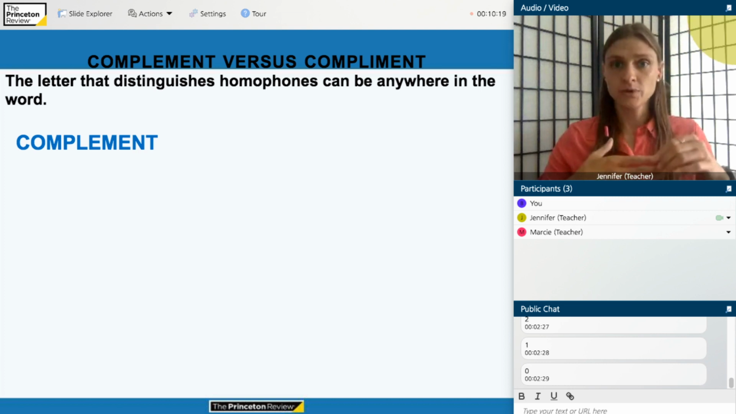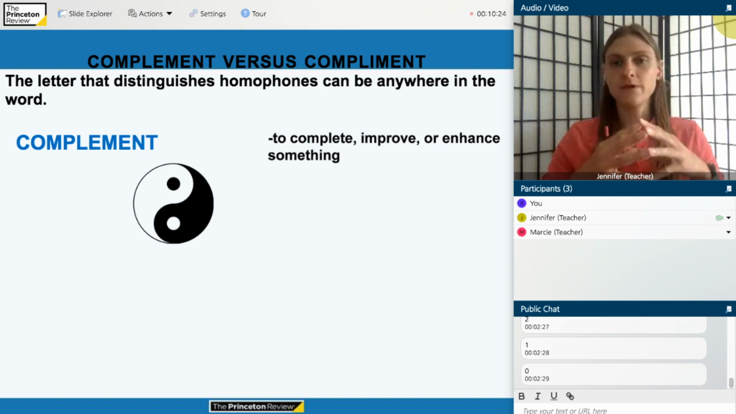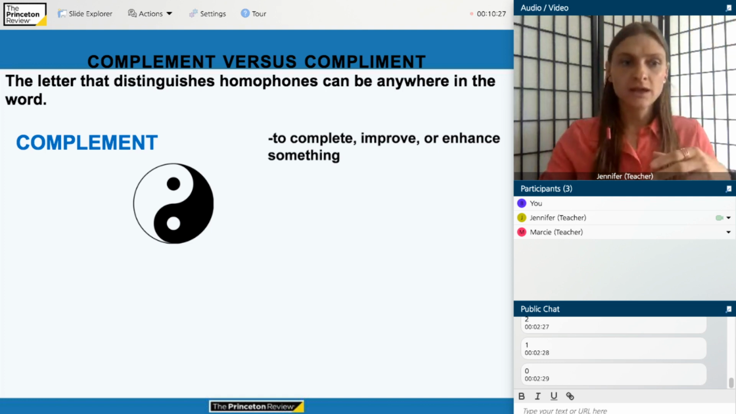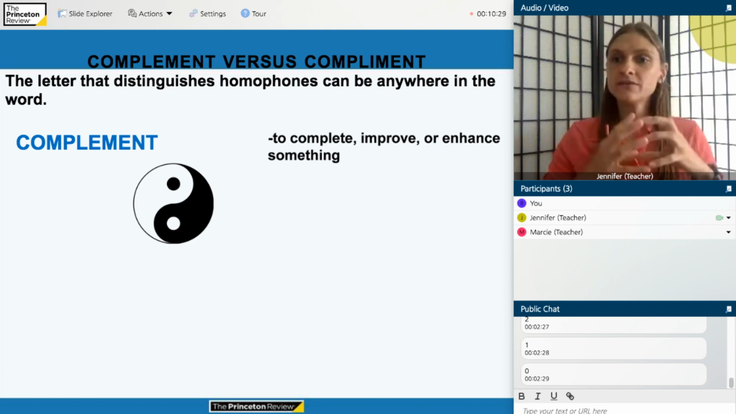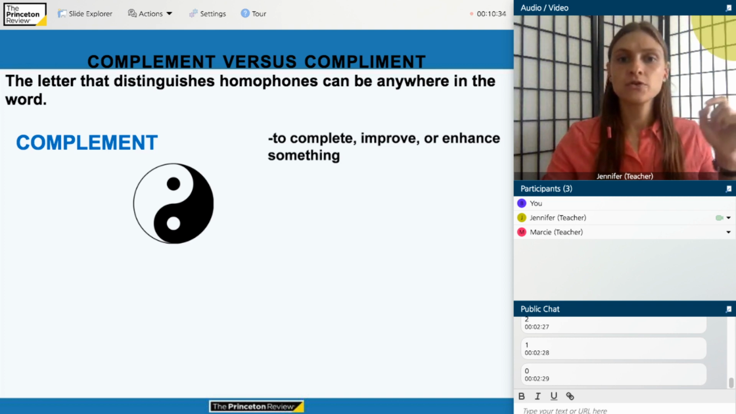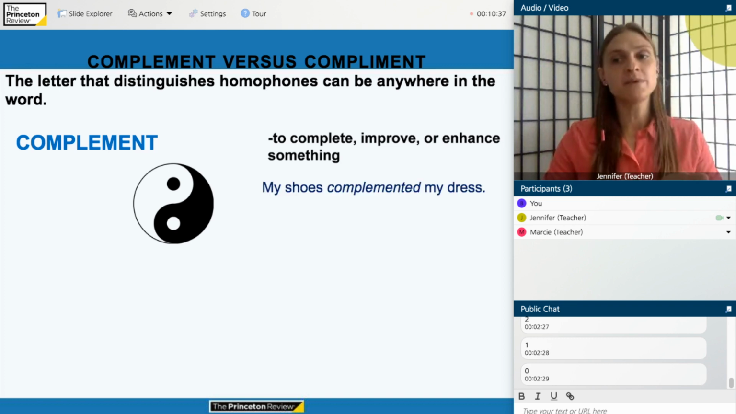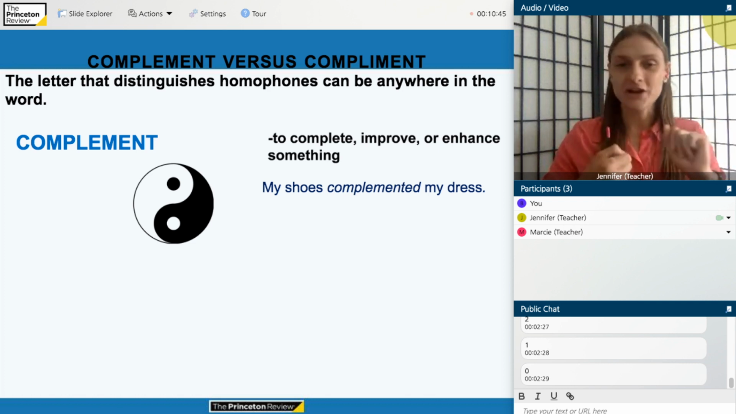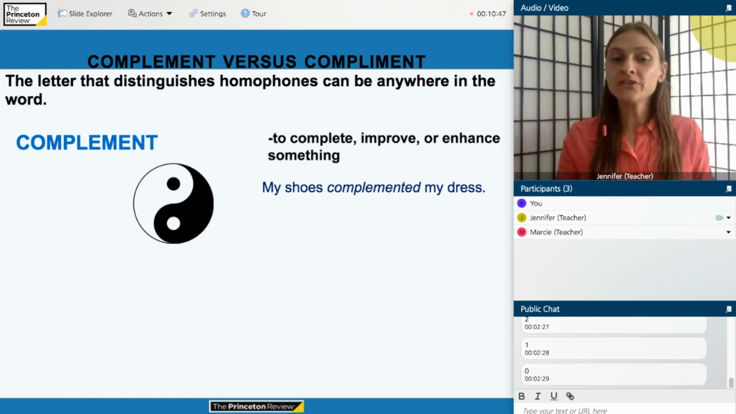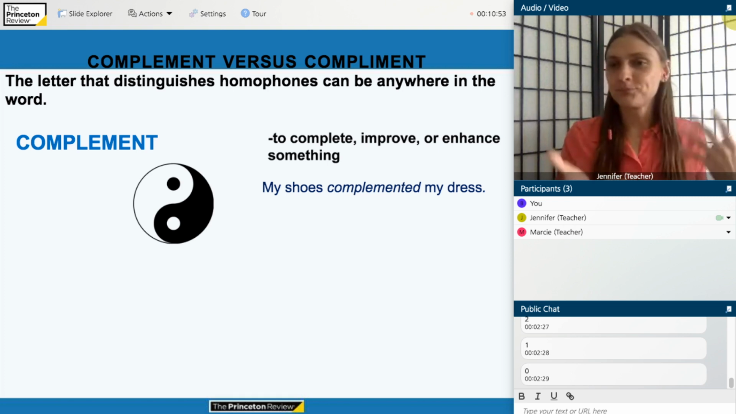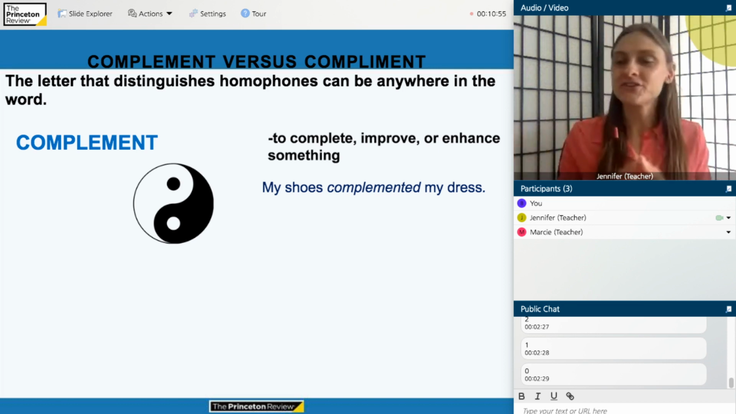So let's look at the first one, complement, with an E. That means to complete something or to improve it or to enhance it. And you can see the image of a yin yang, the two kind of complement each other. They complete each other. They go together. So you might say something like, my shoes complemented my dress. Well, your shoes aren't talking for one, right? So your shoes aren't going to give you a compliment, which we'll talk about in a second, but my shoes complemented my dress. That means they went well with it. They went together. Maybe they accented it, the color of the shoes and the color of the dress. They just went well together.